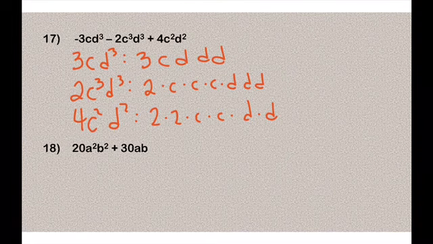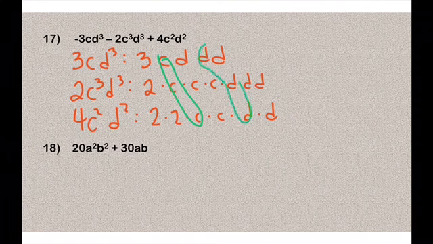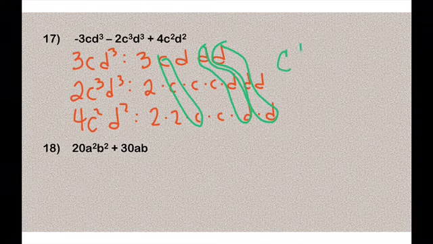Okay, what do they have in common? They don't all have a 2, so it's not that. They don't all have a 3. They do all have a C, and they all have a couple of D's. So my GCF is going to be C D to the second power. Okay, and then remember that I had a negative leading coefficient, so it has to be negative C D to the second power.